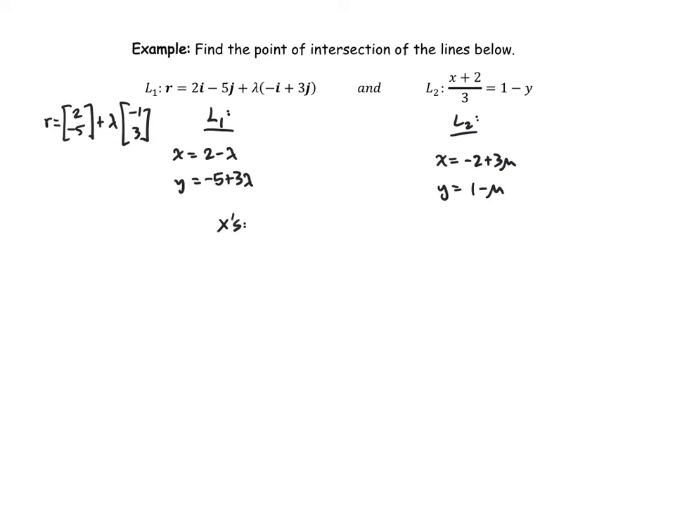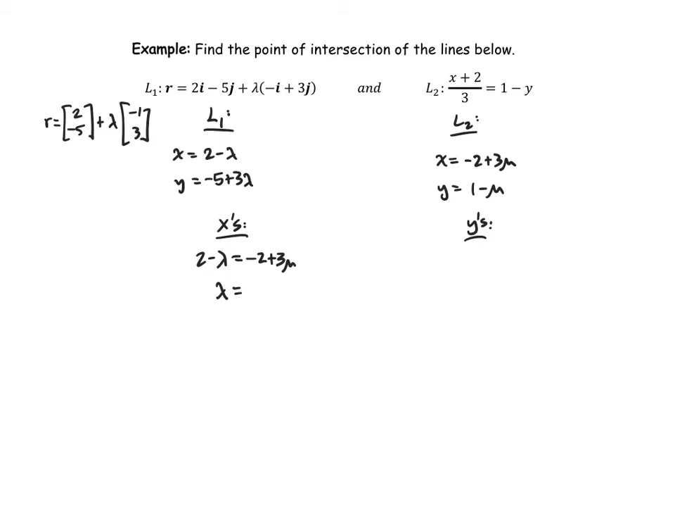So what I want to do is find the point where my x's are equal. I want to isolate these. So I'm going to set 2 minus lambda equal to negative 2 plus 3 mu. Now, I won't necessarily be able to find out where their x's are equal yet. What I'm trying to do is eliminate one of the parameters. So I'm going to solve for lambda here, and I'm going to use that when I look at the intersection of my y values.